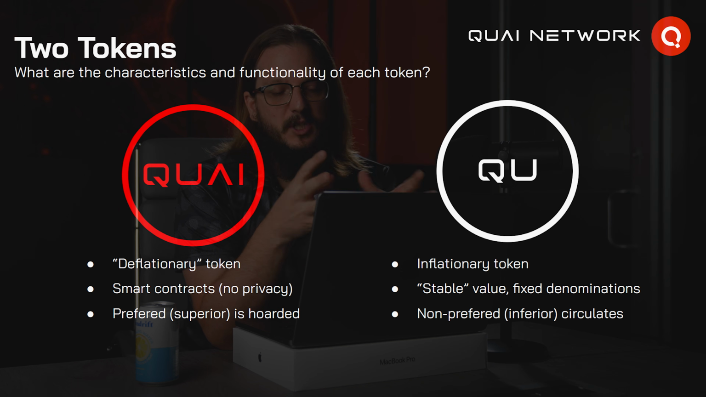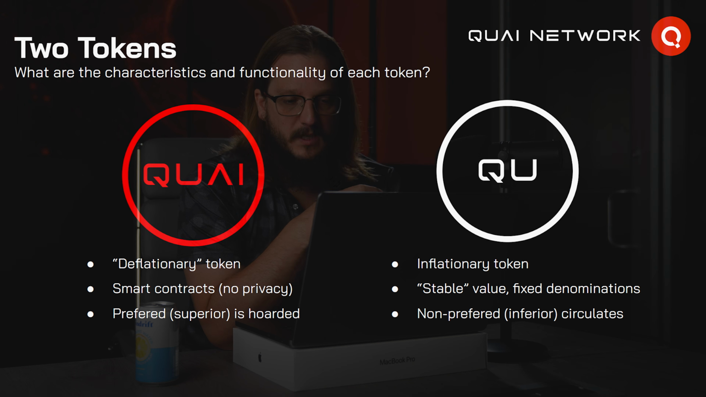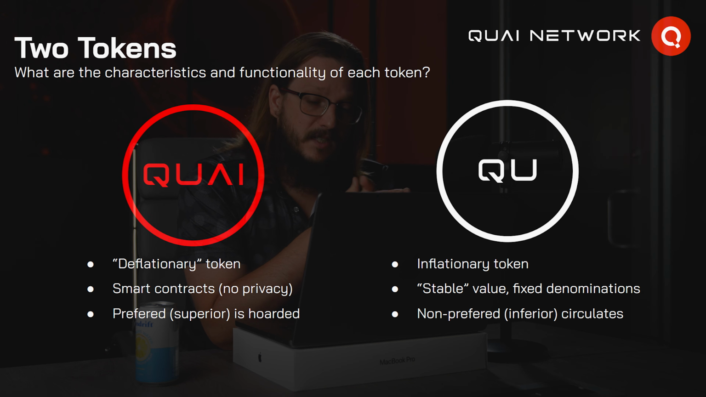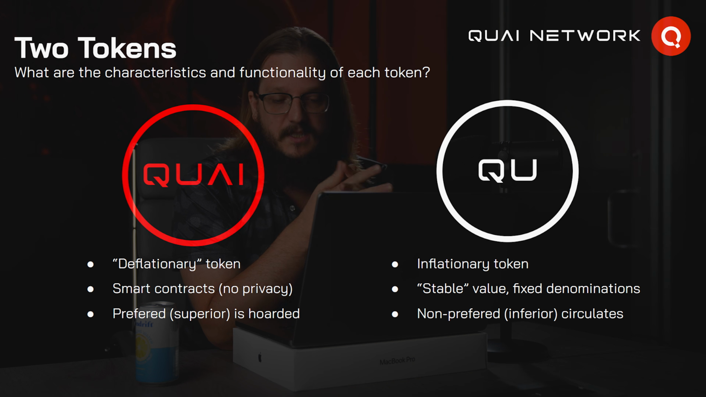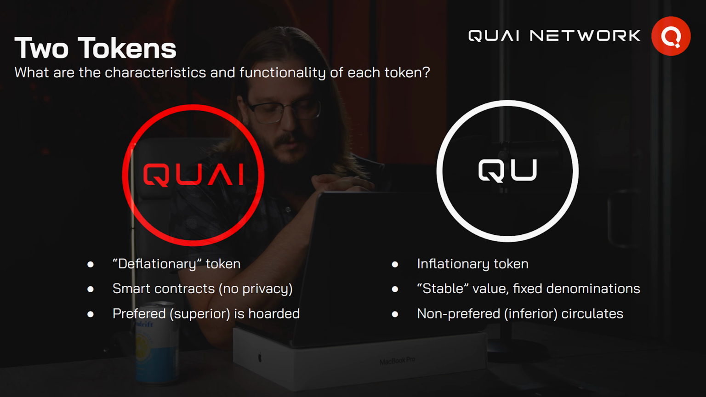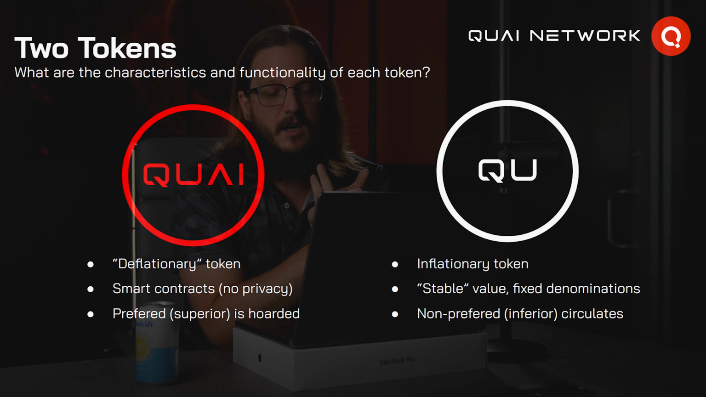The two-token change here is that we have this additional token now that we're calling Q. And it is an inflationary token, but it's going to have a stable value. We'll discuss what that means. So we can think of Q as what we're calling an intrinsic value token. And it's going to be in fixed denominations on a UTXO ledger. So if you have UTXOs at fixed denominations, you've created a system which has fungibility similar to cash.